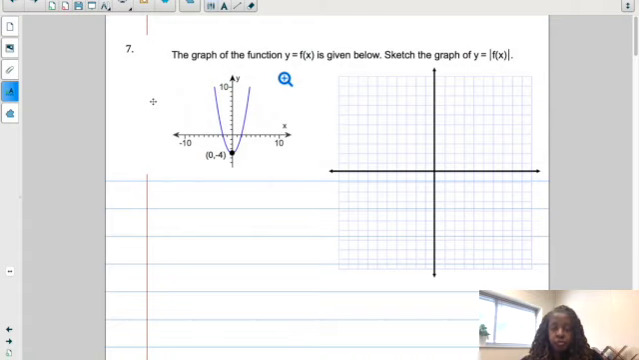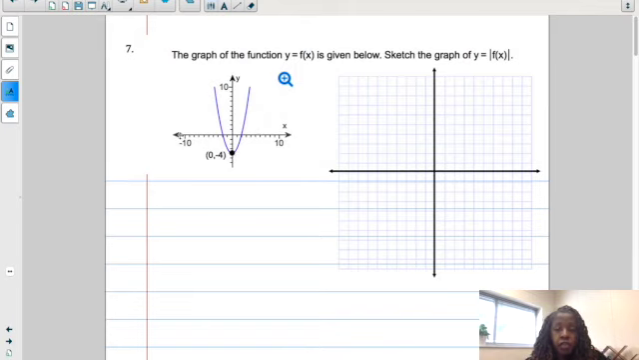Let's get started. Number 7, the graph of the function y equals f of x is given below. Let's sketch the graph of the absolute value of f of x. Now remember that absolute value graphs have a very specific domain, negative infinity to positive infinity, and their range starts at 0 and goes to positive infinity. So when I look at this graph, it doesn't have that same kind of relationship. This graph has a range that goes down to -4 and goes up to positive infinity.